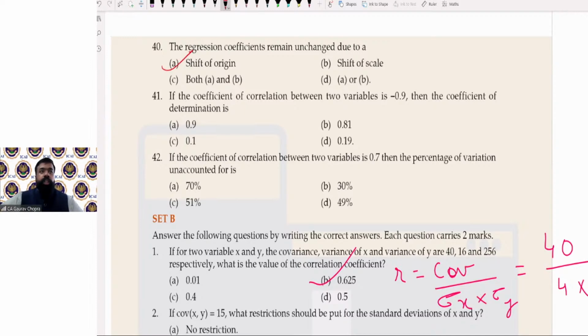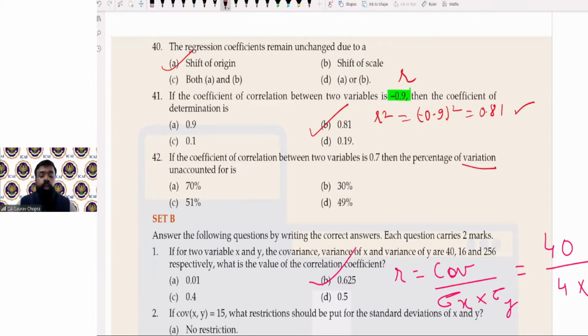41. Coefficient of correlation between two variables is -0.9. This is R. R is given in the question. Find determination, that is R square. So we will square -0.9, you will get 0.81. So question number 41, option number B. This is coefficient of determination.